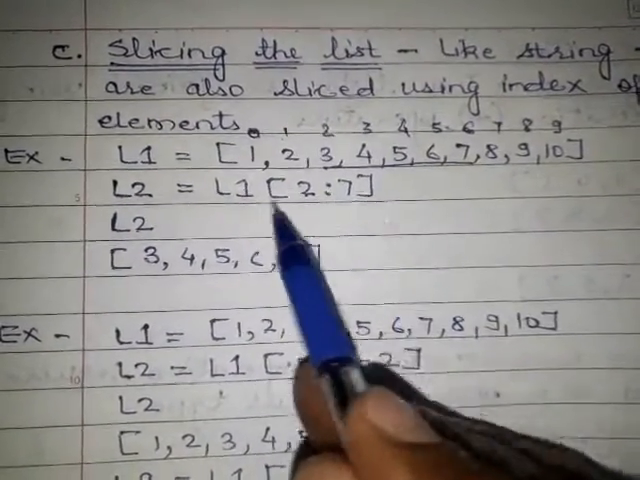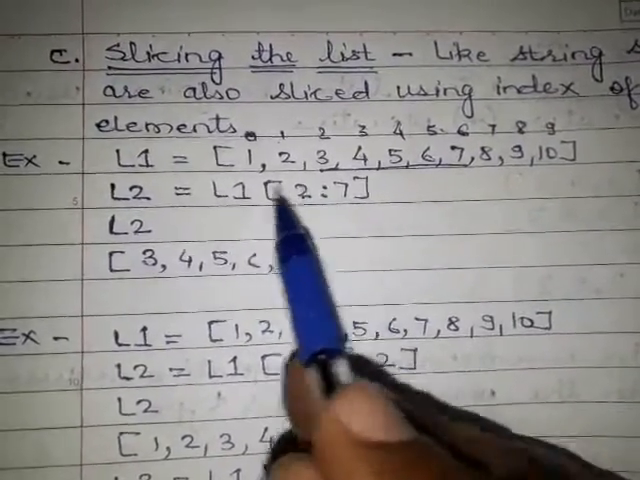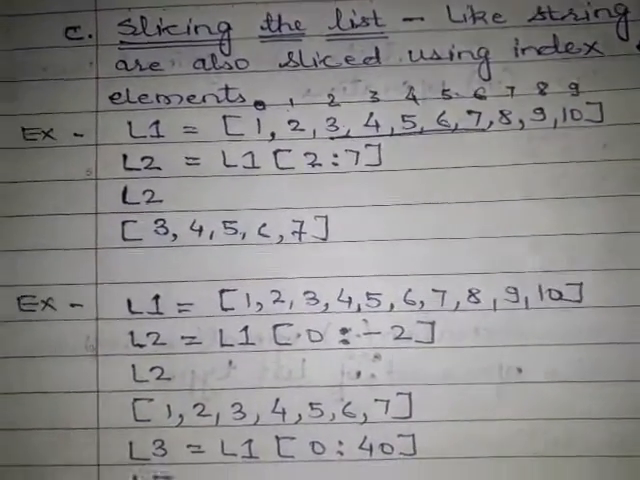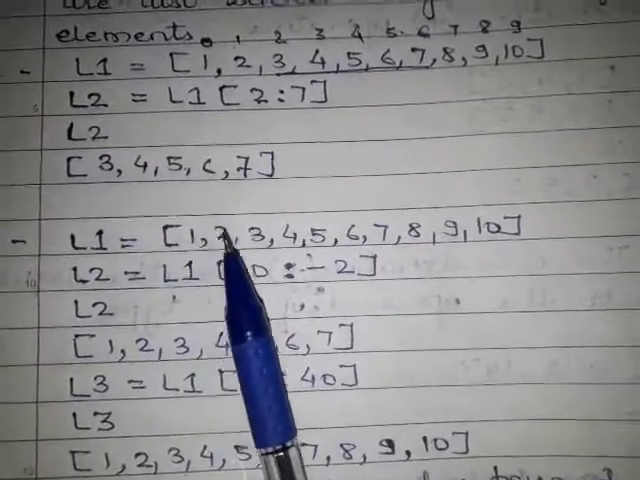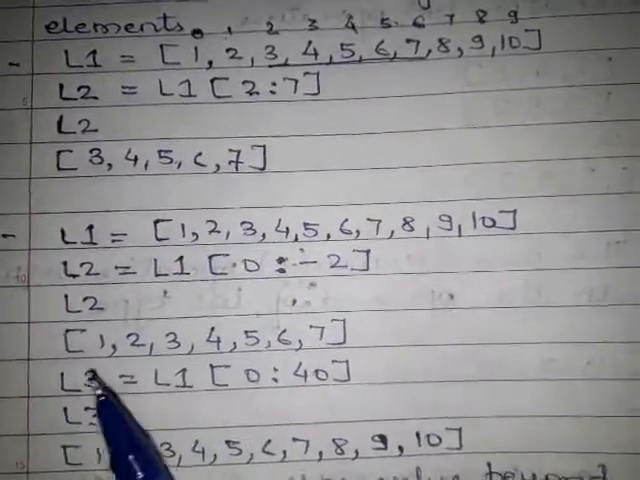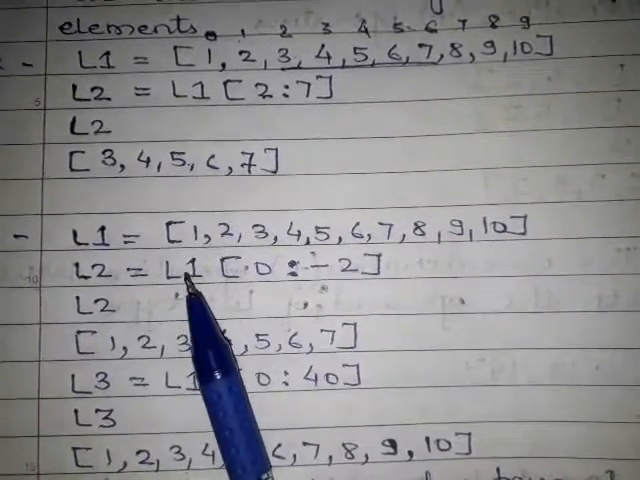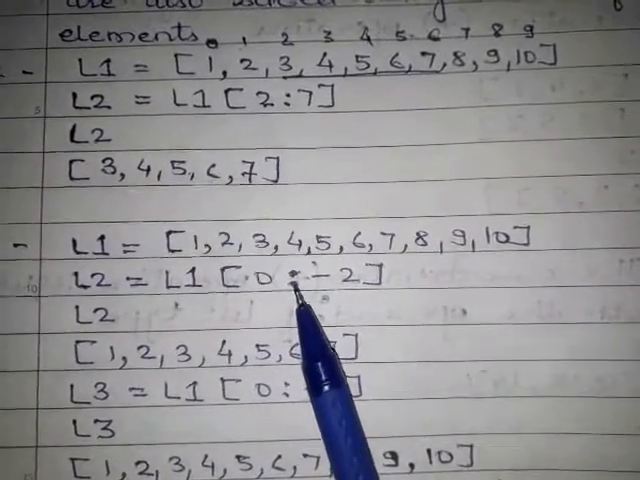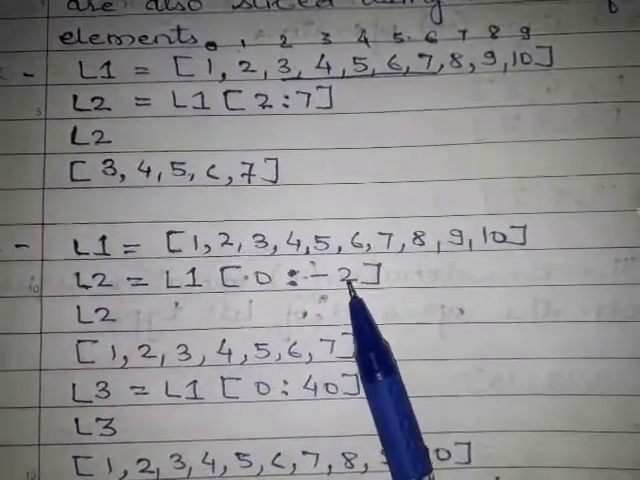So this is the concept of slicing the list, and you can use slicing to make another list from our parent list. Take another example. L1 equals 1 to 10 elements. Now I am again making a list L2 by using the slicing technique. Slicing here 0 to minus 2. So it starts from 0 and the end index is minus 2.